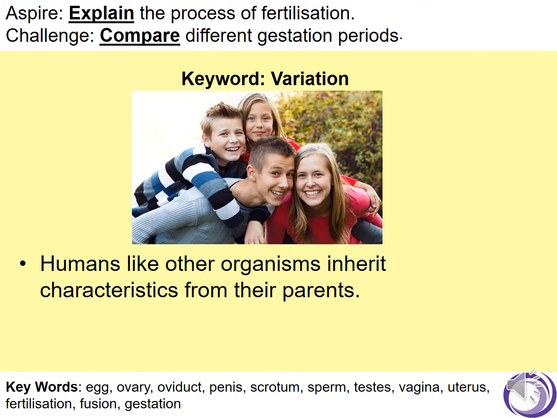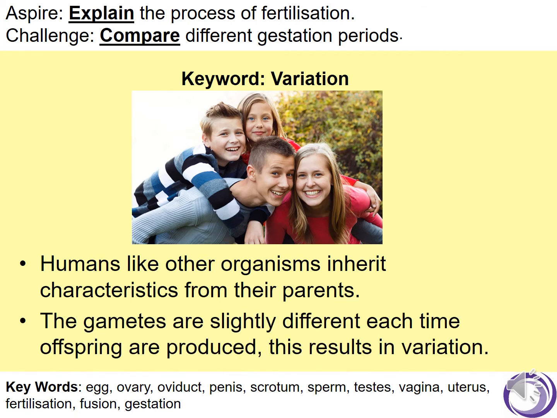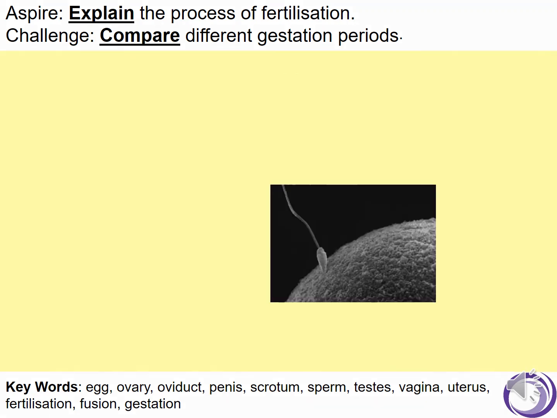Humans, like other organisms, inherit characteristics from their parents. The gametes are slightly different each time offspring are produced, and this results in variation. Now, this variation is very, very important, because that variation can be selected for, and it's that variation that results in evolution, because some of the variants are more successful than others.